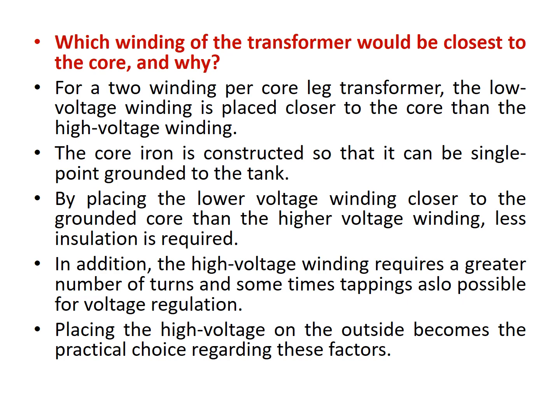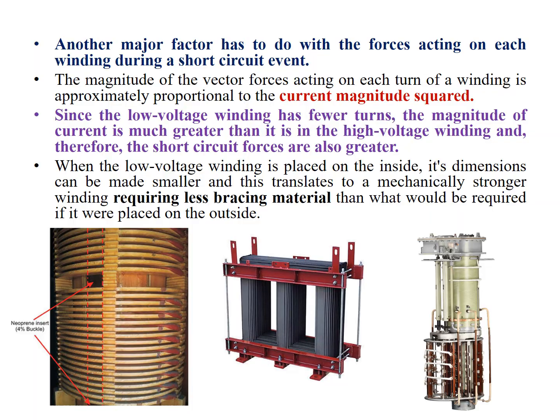By placing the lower voltage winding closer to the ground core than the higher voltage winding, less insulation is required, number 1. In addition, the high voltage winding requires a greater number of turns, and sometimes tappings are also possible for voltage regulation. Placing the high voltage on the outside becomes the practical choice regarding this.